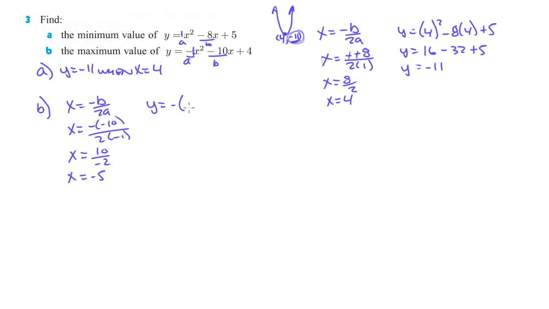y equals negative, and then negative 5 squared minus 10 times negative 5 plus 4. So negative 5 squared is 25, and then the opposite of that is negative 25. Negative 10 times negative 5 is plus 50, and plus 4. So that's going to be y equals 29. So y equals 29 when x equals negative 5.